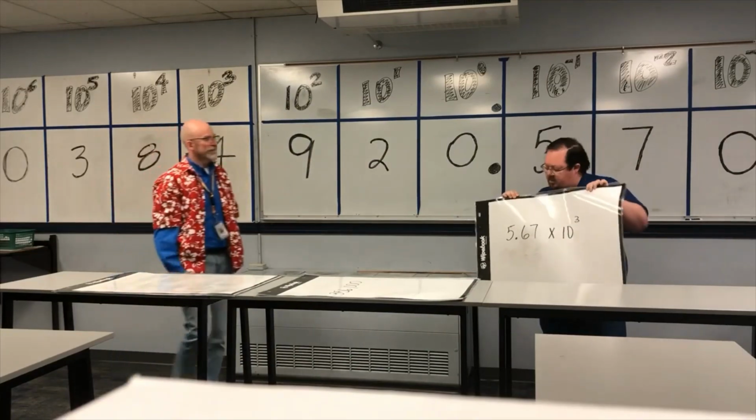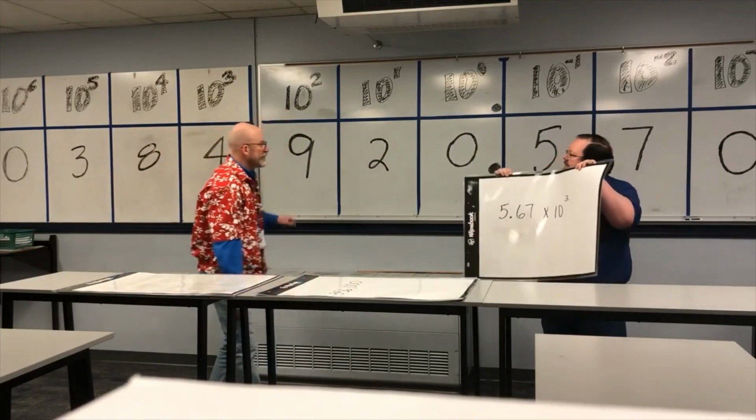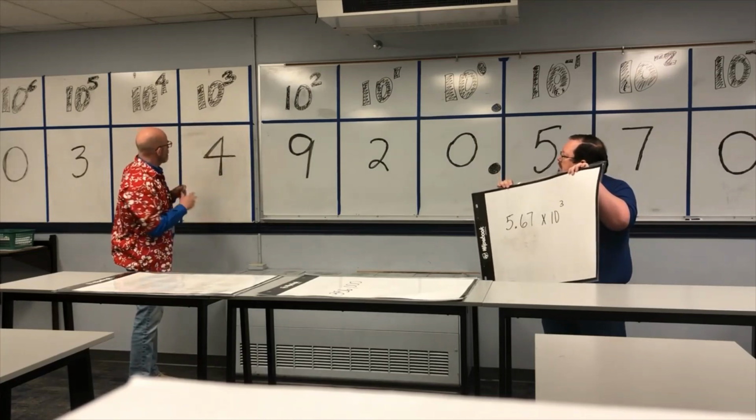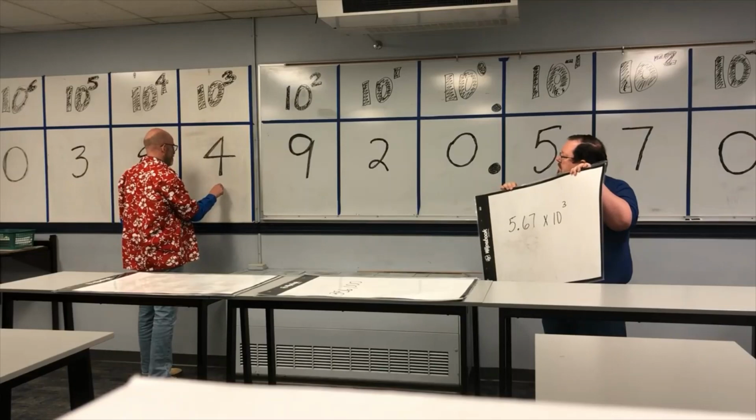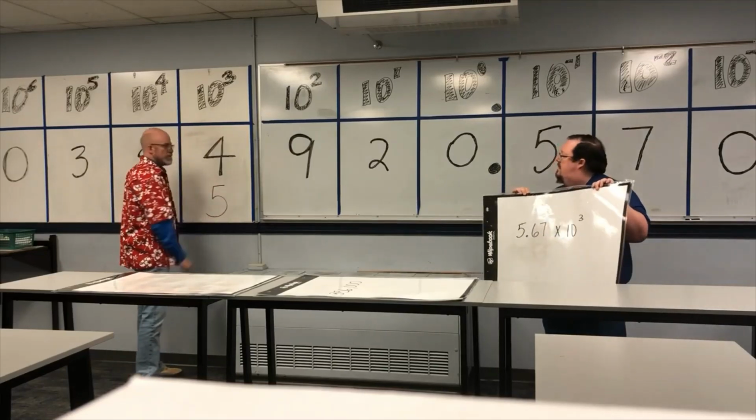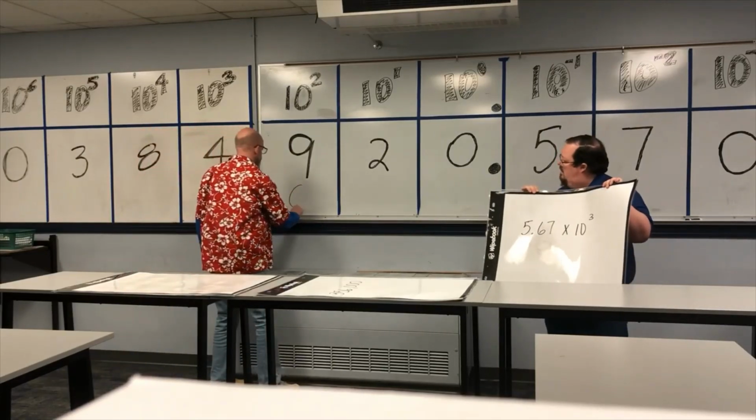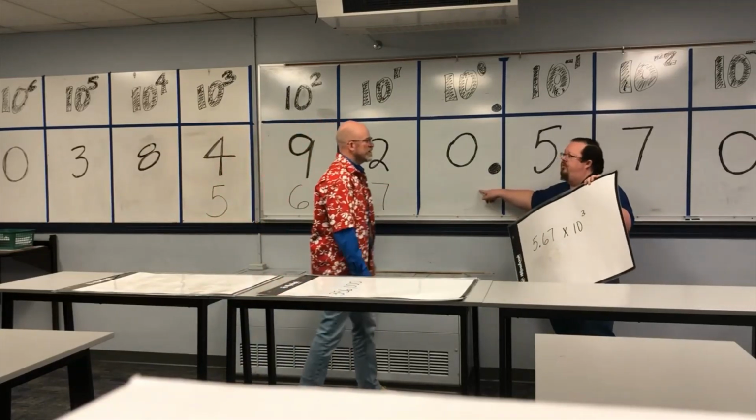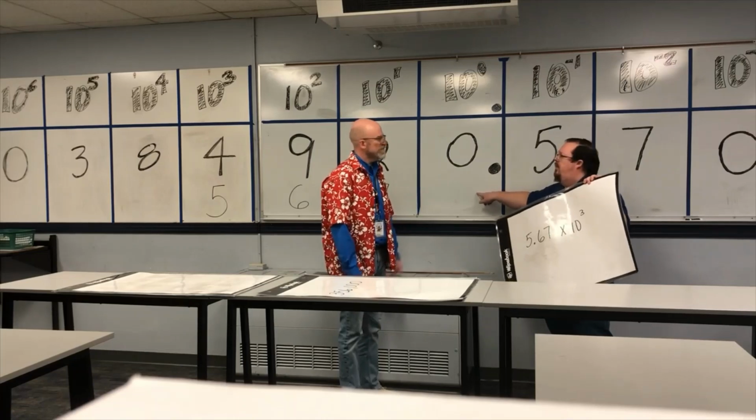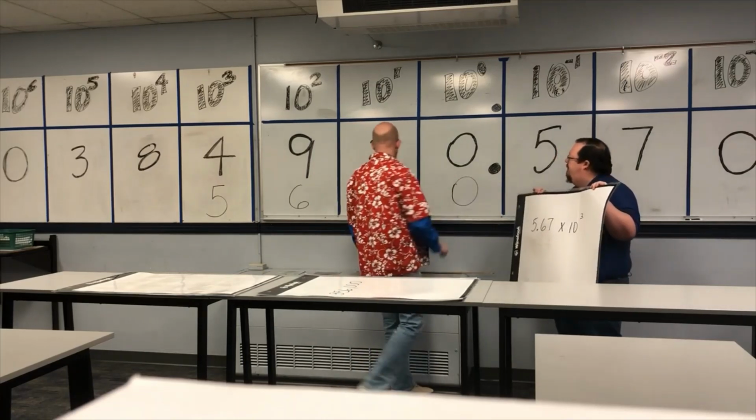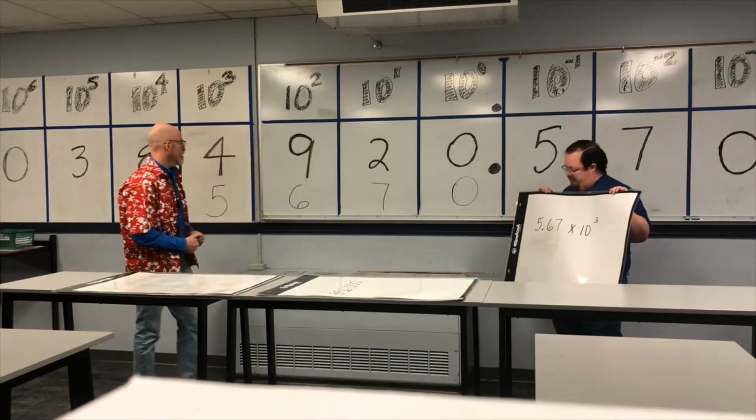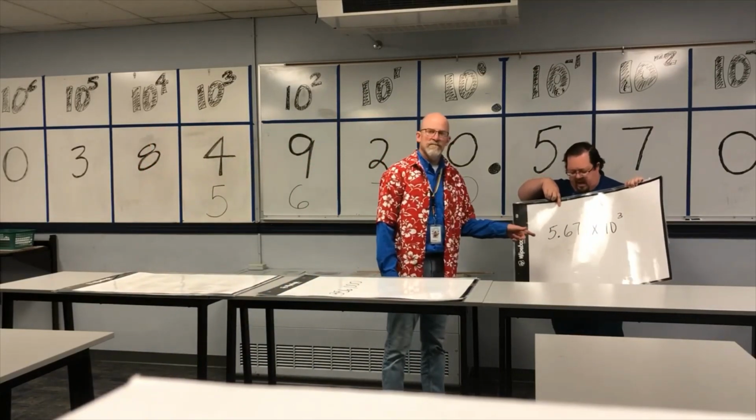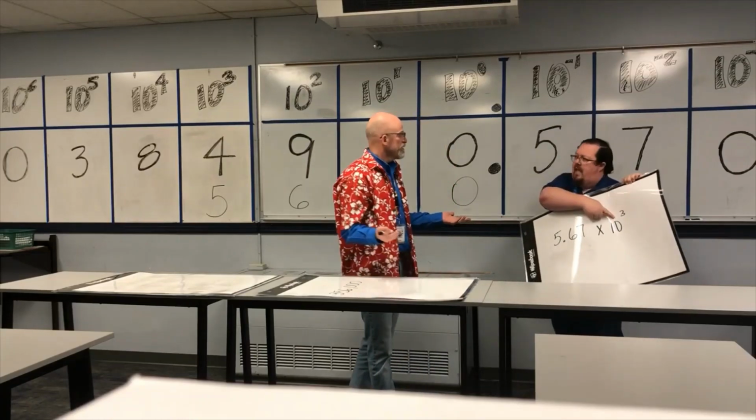So this number must start there with a 5. So a 5 here. I think I should erase these now. But it would be like 5, and then a 6 and then a 7, and then just keep going. What do I do with these? Placeholder 0, right? 5,670. It's just a different way to write 5,670 because it's in the 10 to the thirds place.